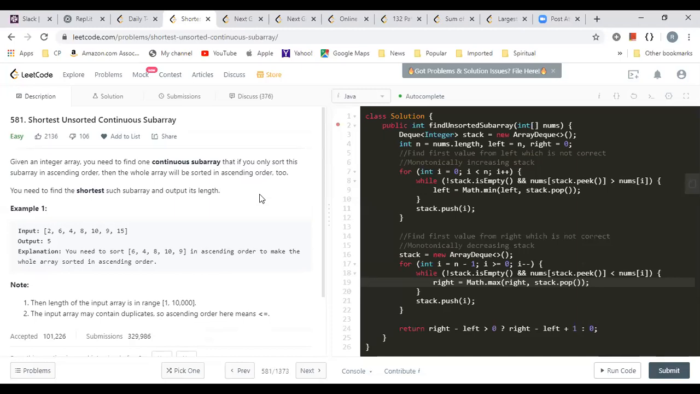Shortest unsorted continuous subarray. So you are given a subarray. Okay, let me go through this problem and try to explain it to you. So you are given this array, for example: 2, 6, 4, 8, 10, 9, 15. They are asking you, what is the shortest subarray which you can sort to make the whole array sorted?